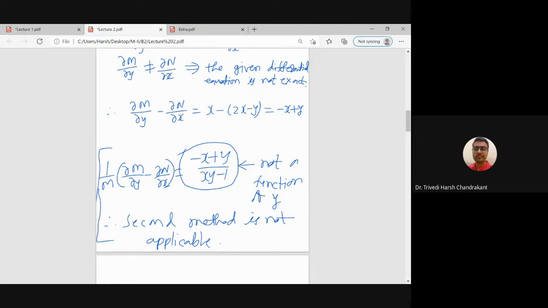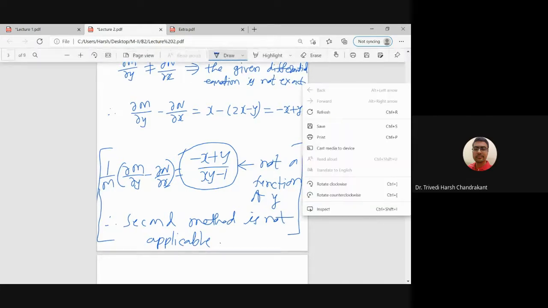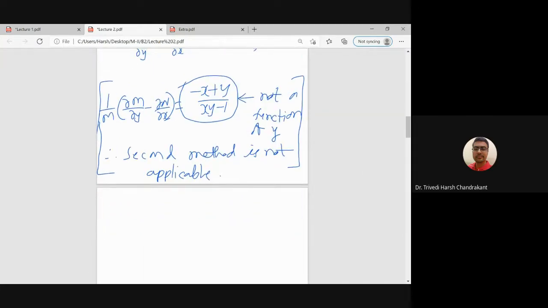So just this is a remark. You don't need to write this every time. Just I wanted to explain this. So what we'll do, we'll check the first method now. The first method says that we need to divide it by the function n, and if this turns out to be the function of x, then we will get the integrating factor e power integration fx.